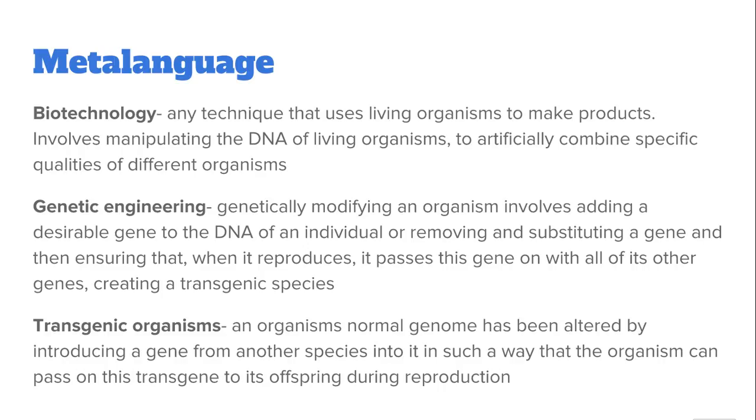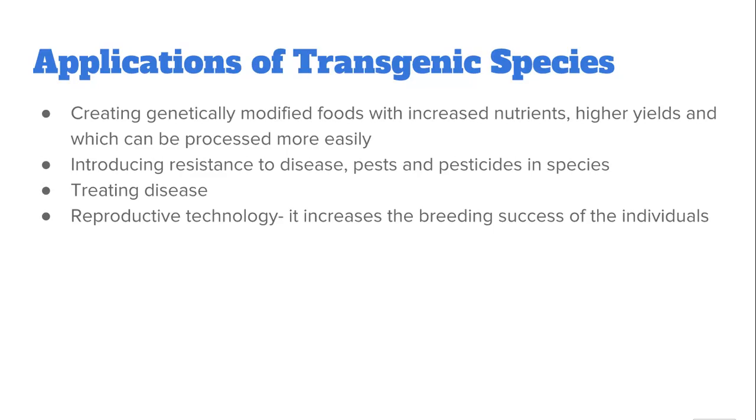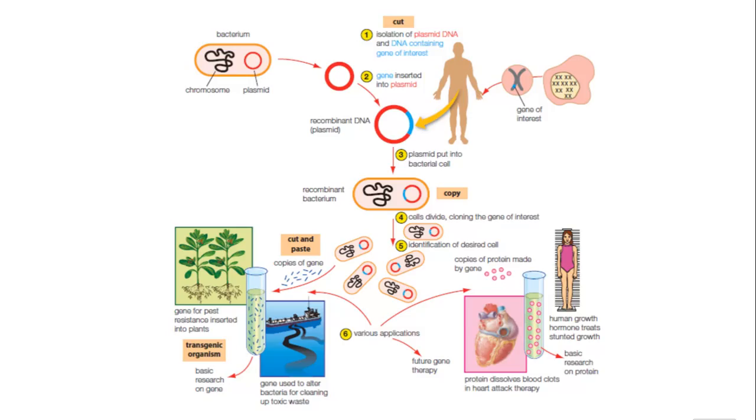And then we can also have transgenic organisms, when an organism's normal genome has been altered because this gene that has been selected, this transgene, has been introduced and it's from another species. So in terms of some applications, we can make genetically modified foods with increased nutrients, higher yields, and which can be processed more easily. We can introduce resistance to disease, pests and pesticides. We can treat disease, or it can be used as a reproductive technology as it increases the breeding success of individuals.